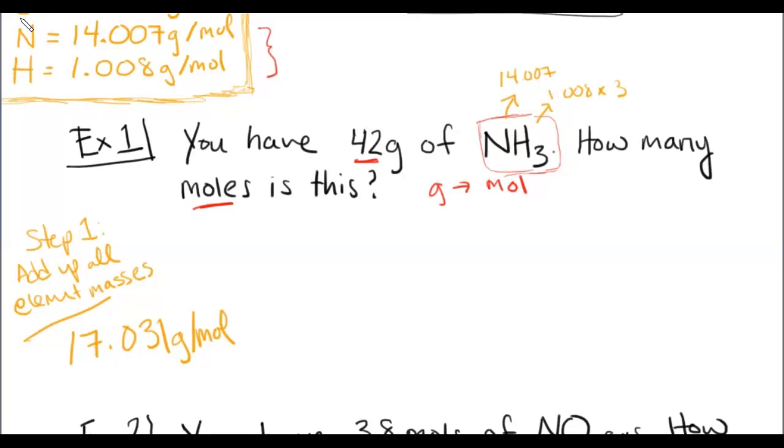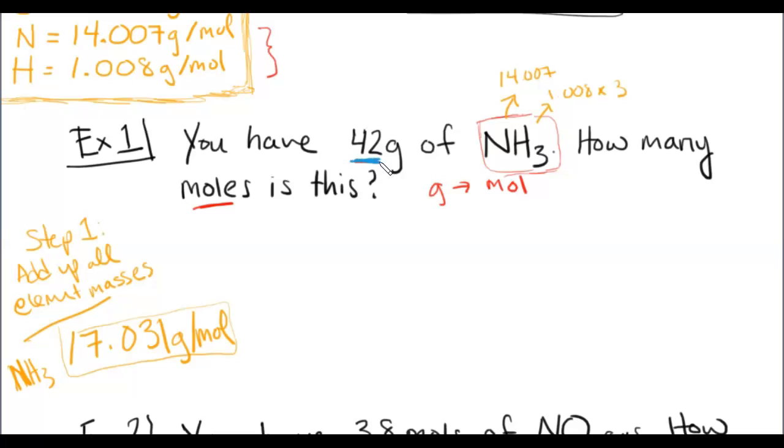So remember, if we were just working with nitrogen, this would be the conversion factor, but this is the conversion factor for NH3. Okay? So we need to figure out how many moles we have given how many grams we are given. So let's write this in blue.